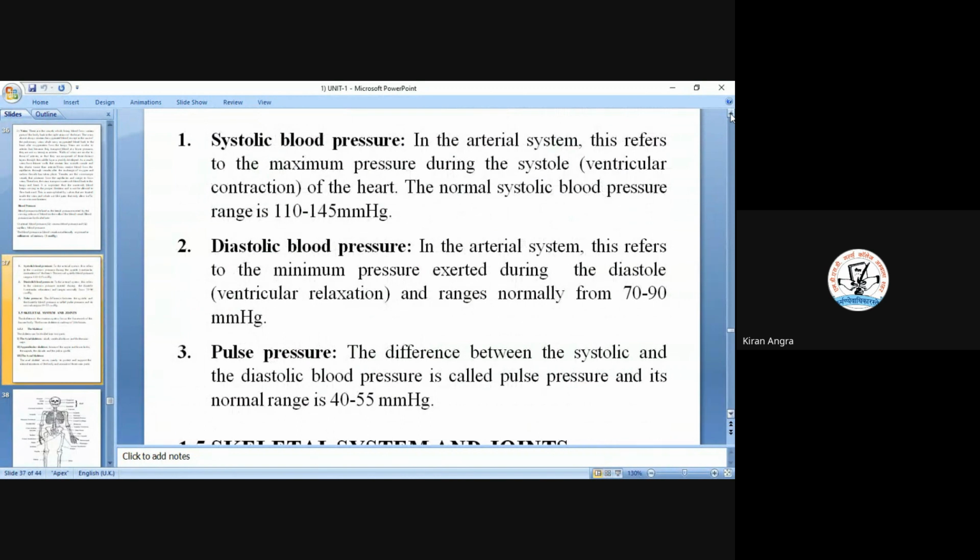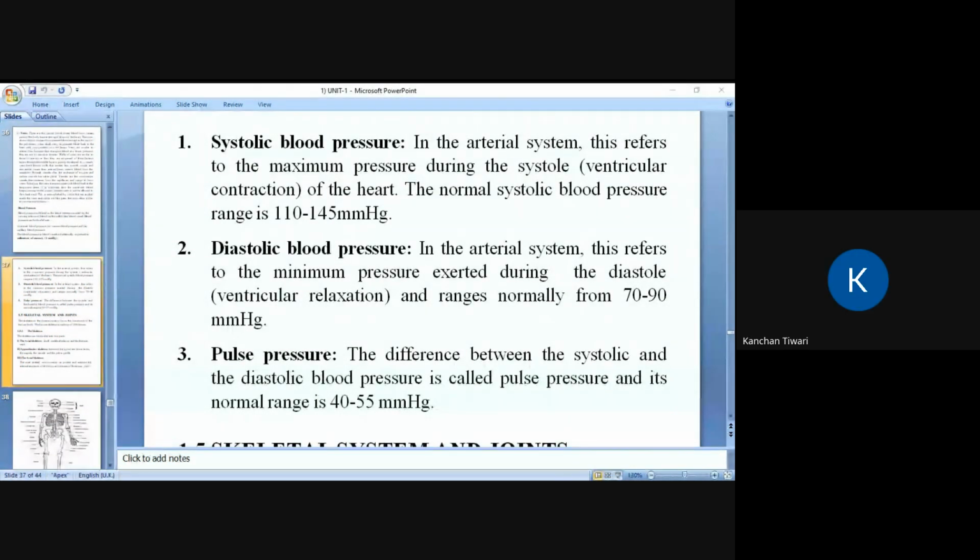So you have understood the cardiac or circulatory system. Is it clear to everyone? Yes, ma'am. Any questions? Any problems? Should I move to another system?